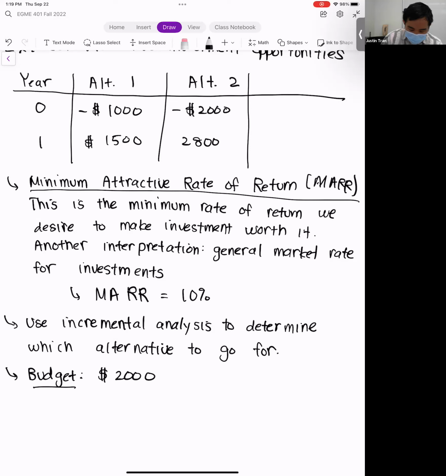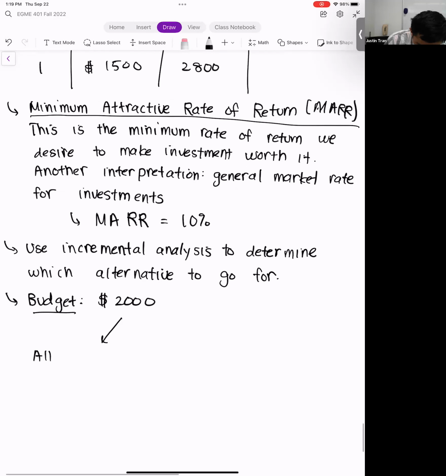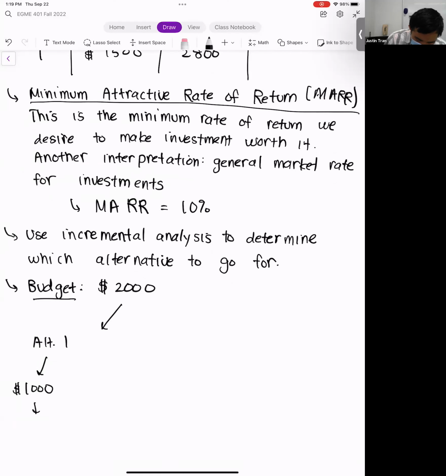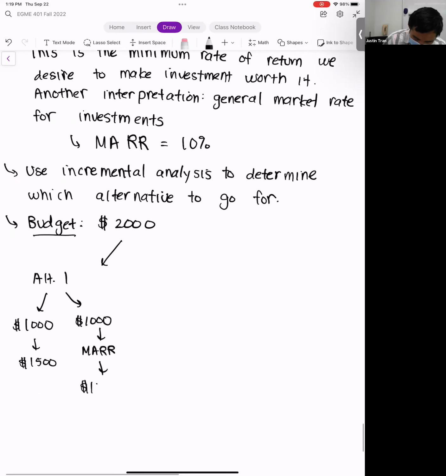If we go with alternative 1, we're going to take $1,000 and invest it in alternative 1, and that's going to become $1,500. But for the other $1,000, we're going to invest it in the MARR, the general market rate. The general market rate is 10%, so if we get a 10% rate of return on that second $1,000, we're going to get $1,100 from that.